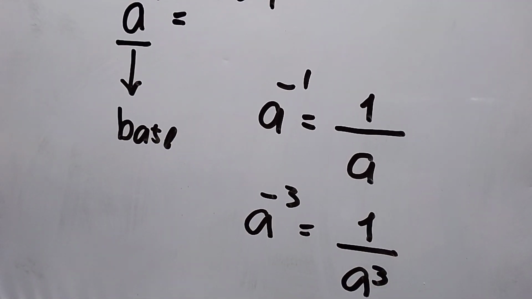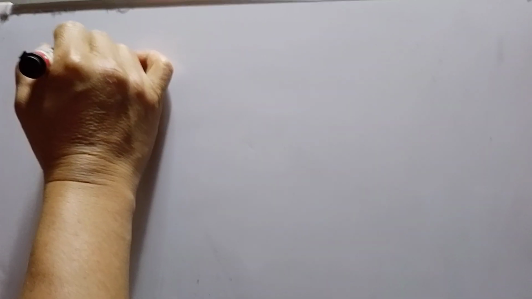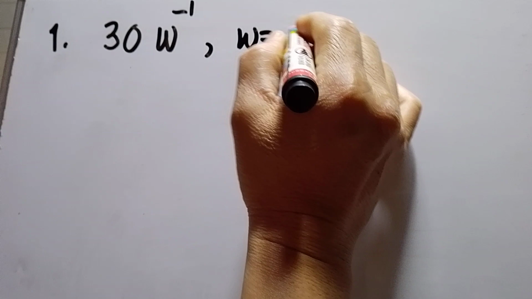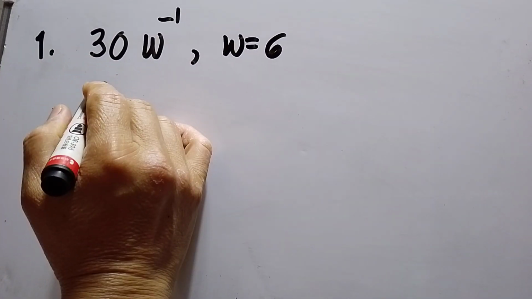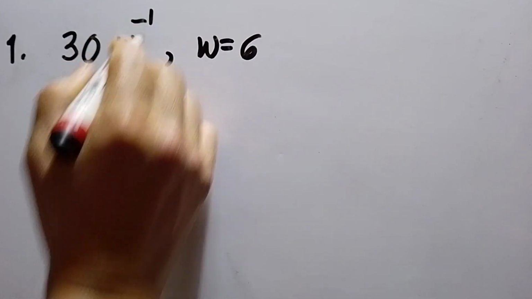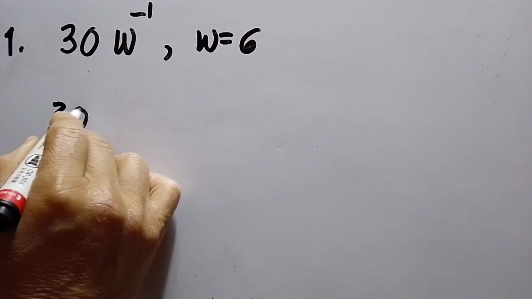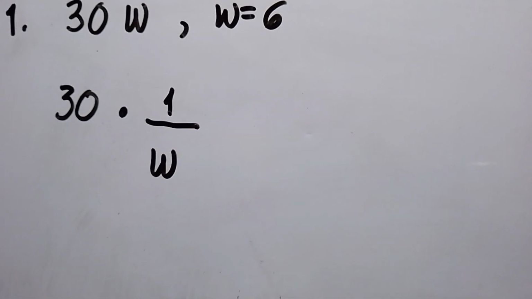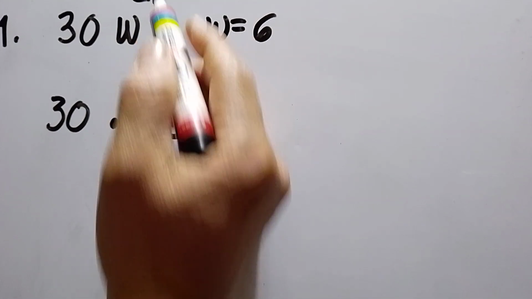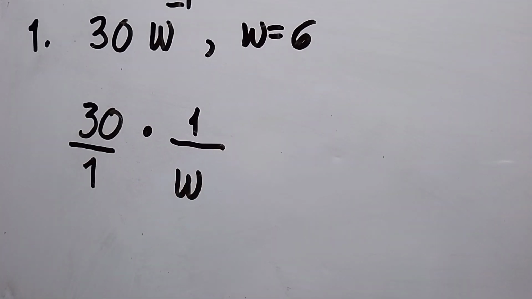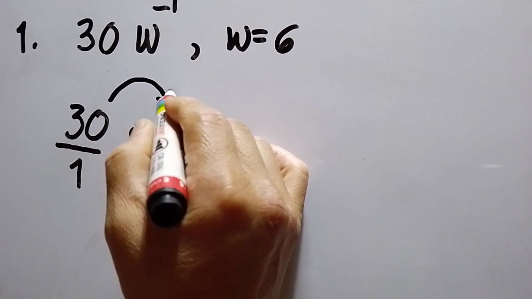Okay, let's proceed to a good example. Number 1 example is 30 w raised to negative 1, where w is equal to 6. As I said, I need to simplify this base which has a negative exponent. So this will be 30 times 1 over w. Take note, where's the exponent 1? The exponent 1 is in here, an invisible 1. And then I will put 1 over the 30, and then I will multiply 30 by 1.